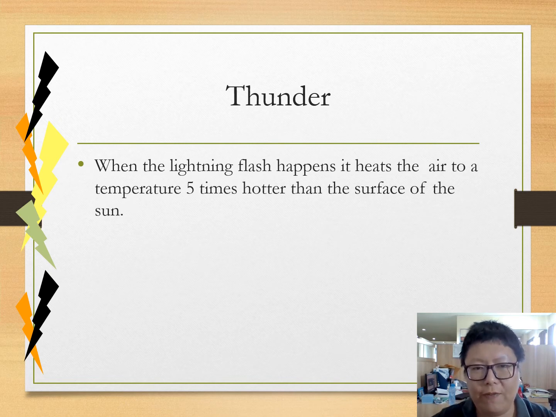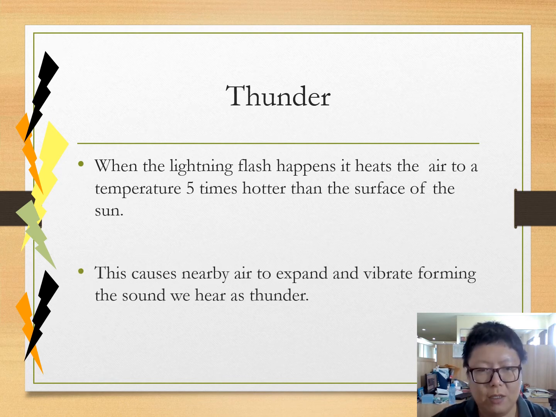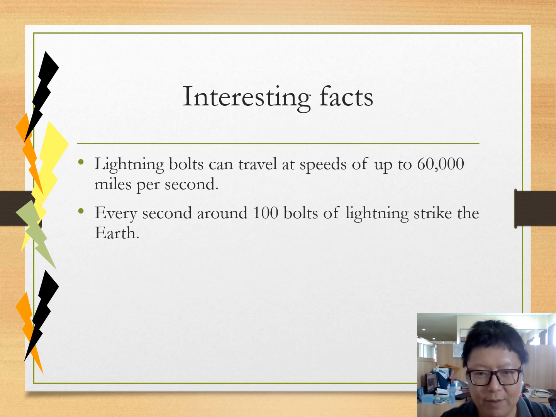When the lightning flash happens, it heats the air to a temperature 5 times hotter than the surface of the sun. Amazing, 5 times hotter. That's why the lightning can damage anything. This causes nearby air to expand and vibrate, forming the sound that we hear as thunder. So these are all interesting facts about the lightning. You can read it now.